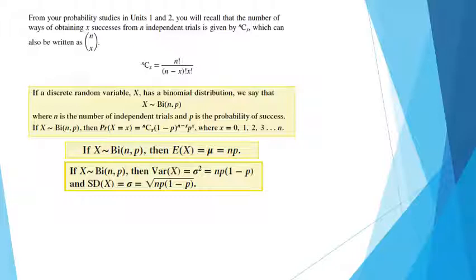The other thing I should mention, have a look at the mean, which is n times the probability of success, because you have a certain number of successes. And then the other one is the variance and standard deviation. Notice the formulas are very slightly different to the Bernoulli trials.